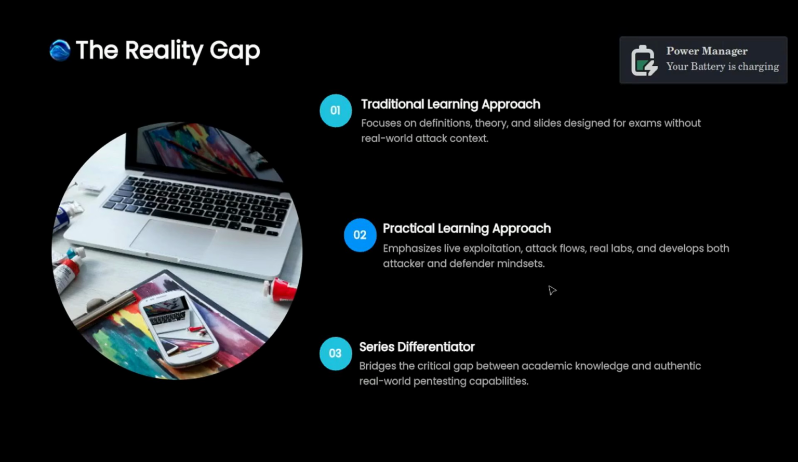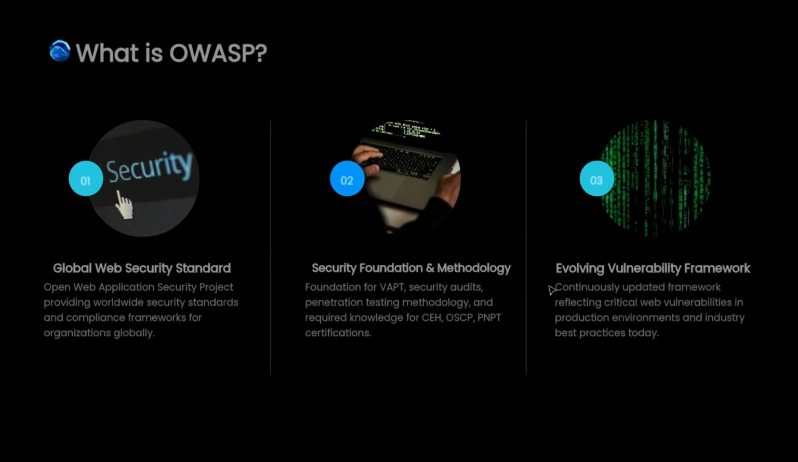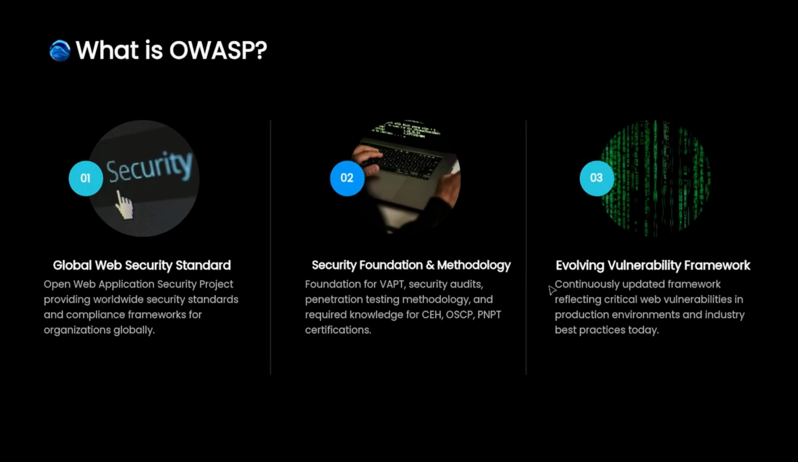So let us know what OWASP actually is. OWASP is the Open Web Application Security Project. It is an organization which lists the top vulnerabilities that have taken place till now. They release a list once every four years. Let's see about that in section two, series structure and approach.